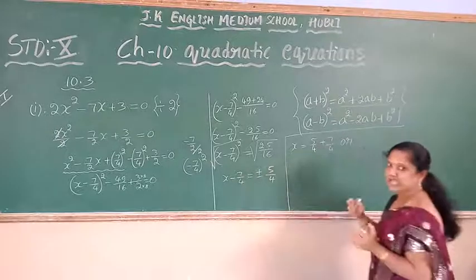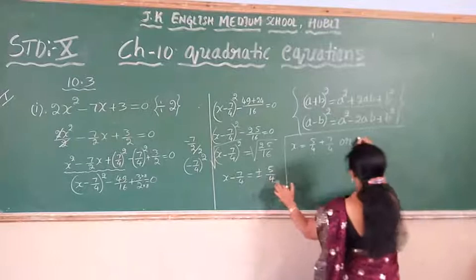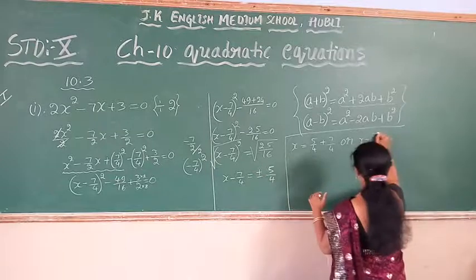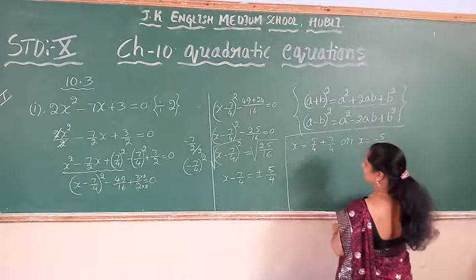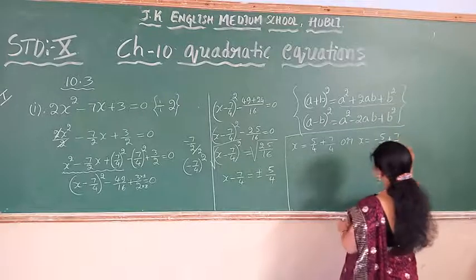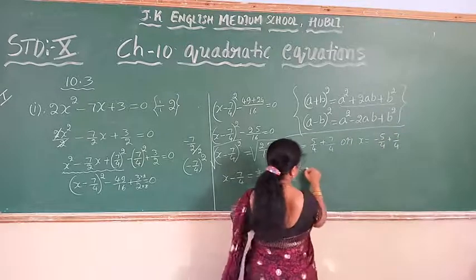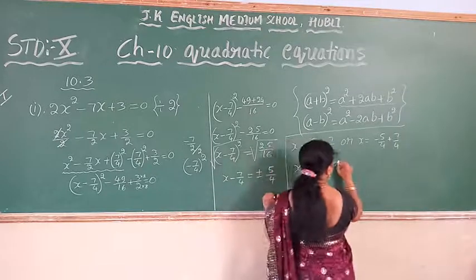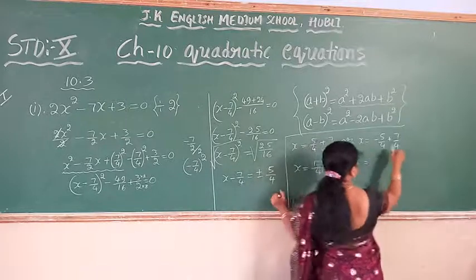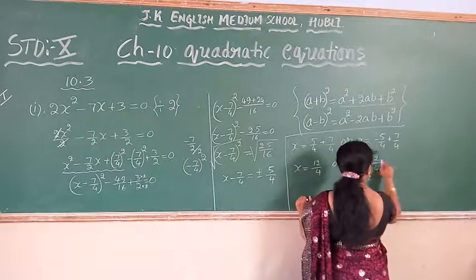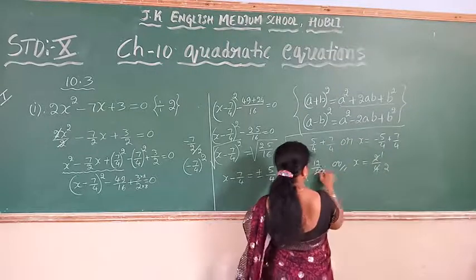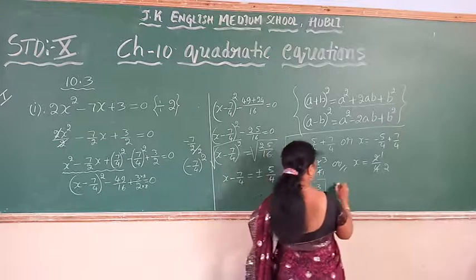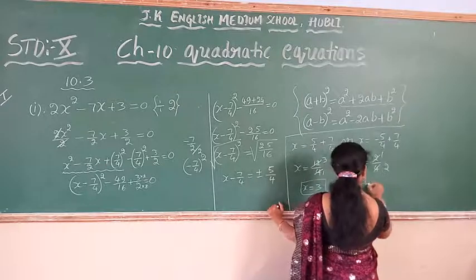A quadratic equation always has two roots. So x is equal to minus 5 by 4 plus 7 by 4. After simplification you are going to get two roots. 7 plus 5 is 12 by 4, so x is equal to 3. And 7 minus 5 is 2 by 4, so x is equal to half.